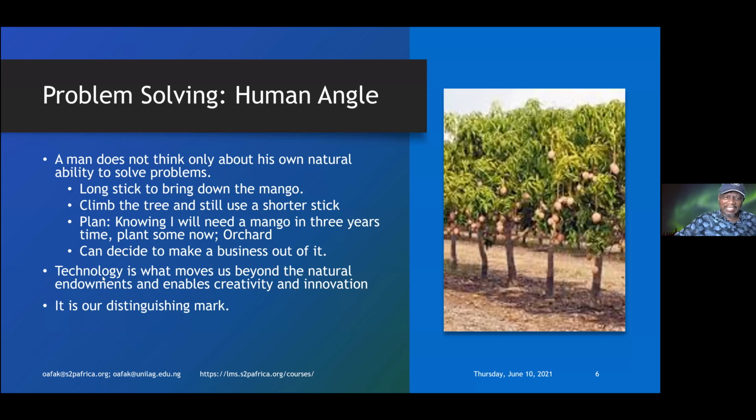Somebody has done that. So technology is what moves us beyond the natural endowments and enables creativity and innovation. It is our distinguishing mark. That's what differentiates a man from the animals. If you don't know the difference between a human being and an animal, think about technology. That is a clear demarcation line between a man and an animal.